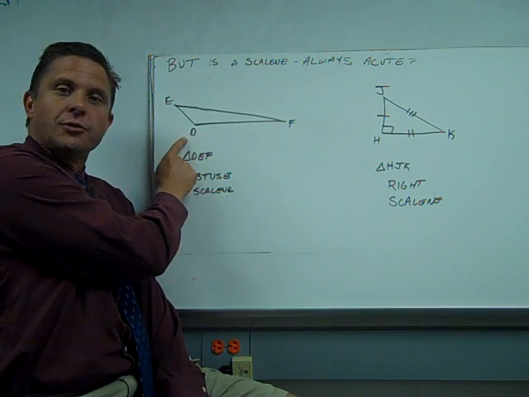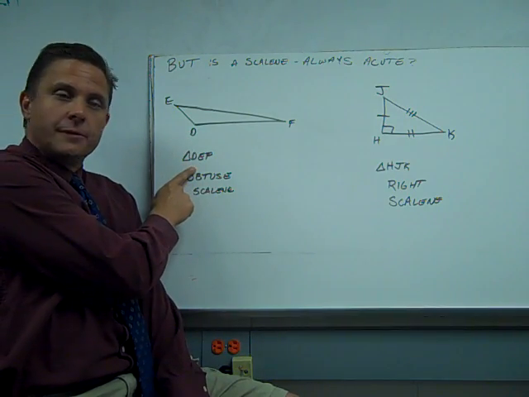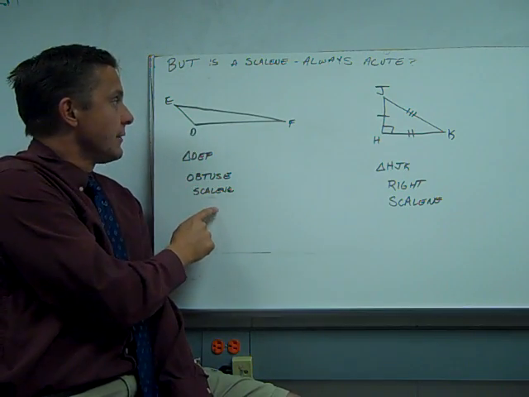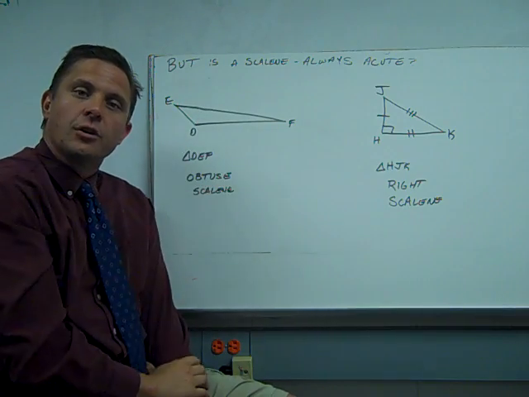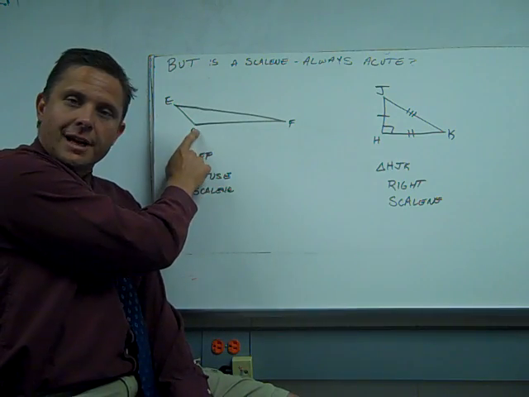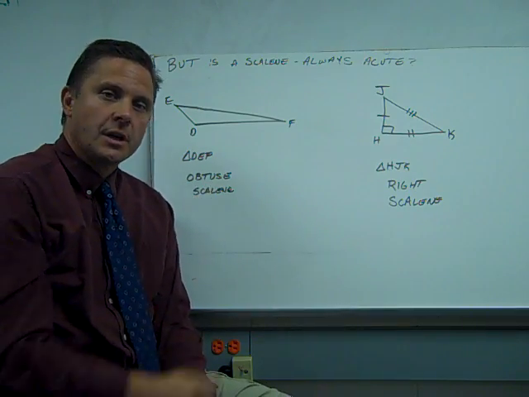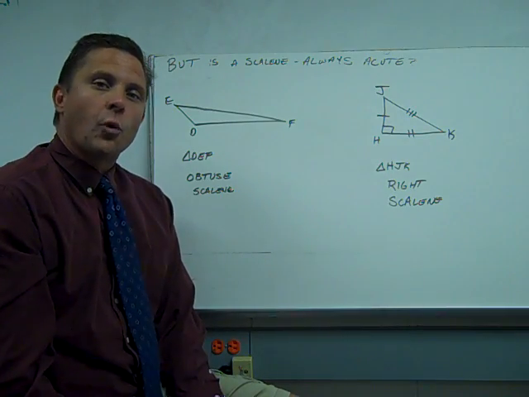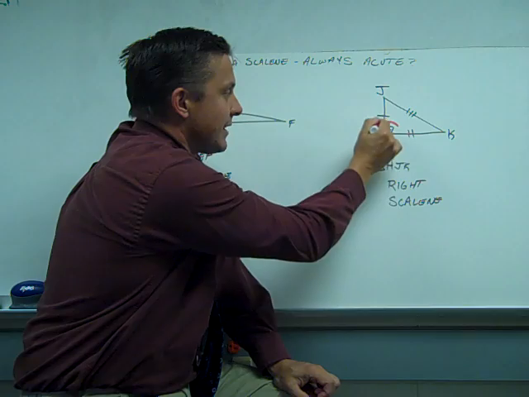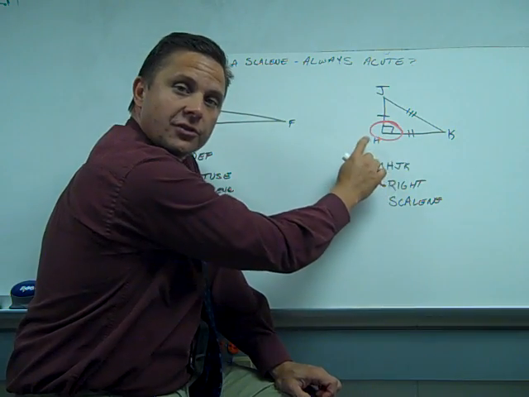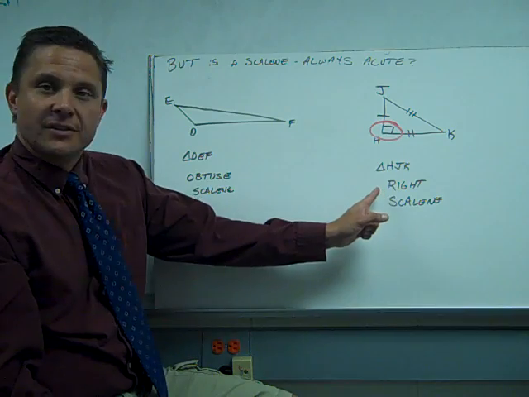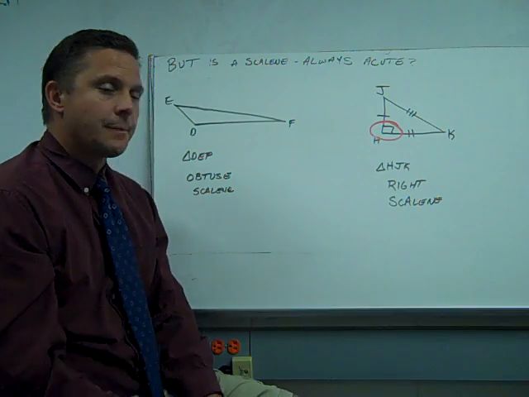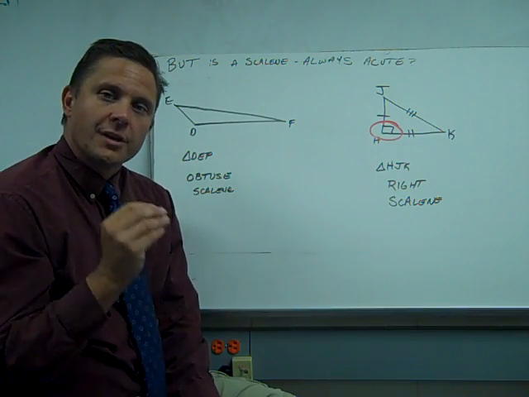We can have triangle DEF, and triangle DEF here has one angle, angle D, greater than 90, so that is an obtuse scalene. Angle E, angle F, and angle D are all different, but D is greater than 90, so it is obtuse and scalene. On the other figure, triangle HJK, we have a right angle shown. It is perpendicular. Segment JH is perpendicular to segment HK. That makes this a right scalene. And again, from the tick marks, you can tell all the sides are different lengths. So when all the sides are different lengths, we have scalene.